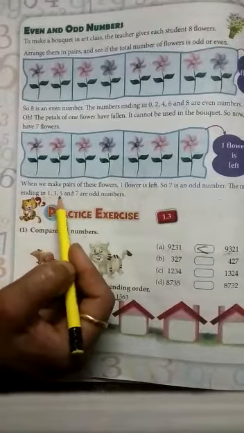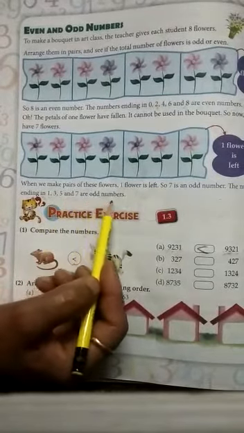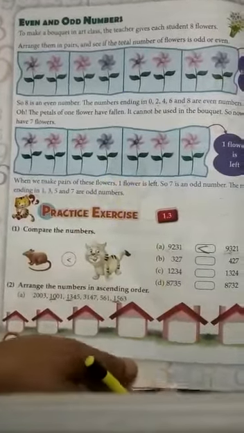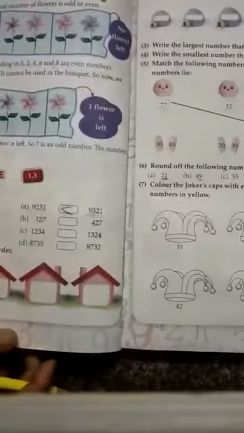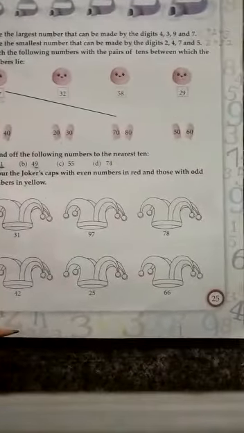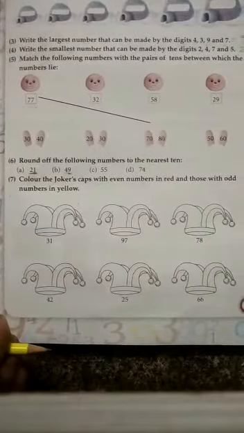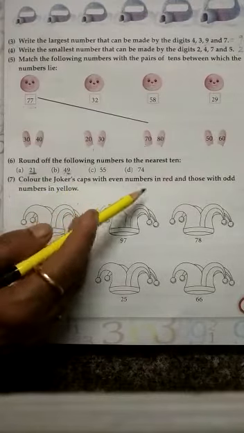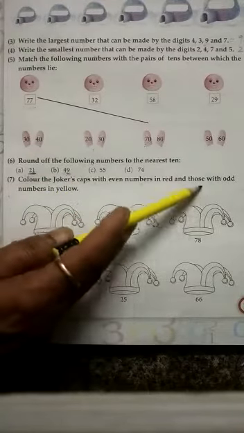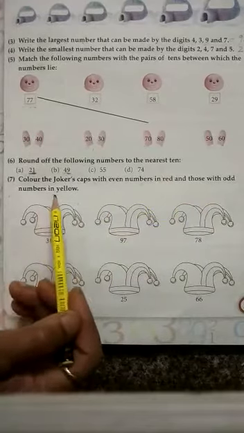Even numbers we can make a pair. Odd numbers: the numbers ending in 1, 3, 5, 7 and 9 are odd numbers. Odd numbers we cannot pair. Now we will do exercise 1.3, page number 25, question number 7. Color the joker's caps with even numbers in red and those with odd numbers in yellow.